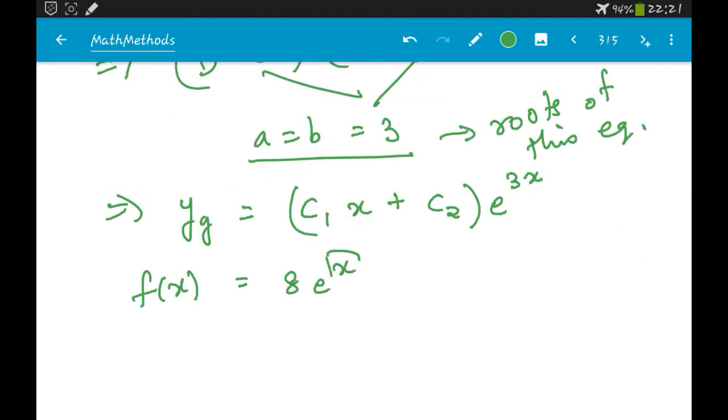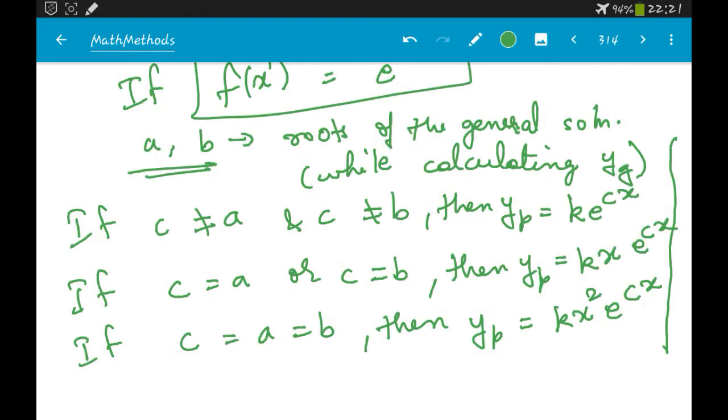So here what is c? C is nothing but 1, right? Because it is e power cx. So c is 1. Okay. So c is 1, which is not equal to a, right? And c is also not equal to b. Obviously here a and b are equal. So c is not equal to a and b. So now you have to use the condition. Let's look at it. So a and b are equal.